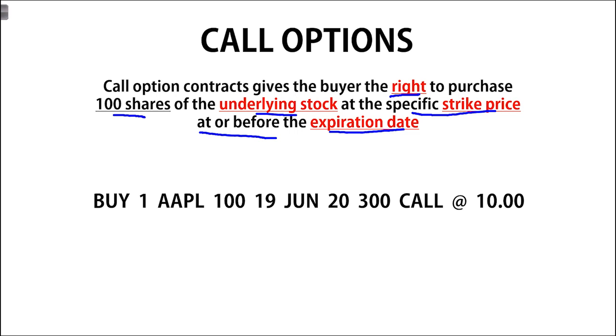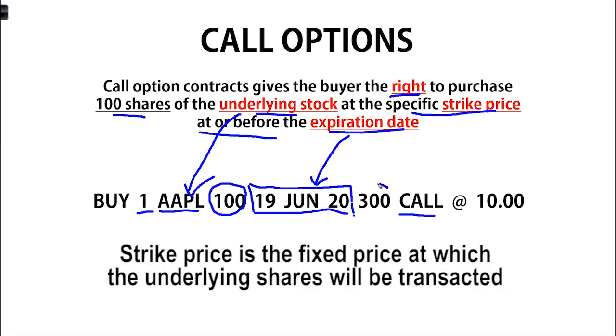In this condensed line here, you are buying one contract. What contract? A call option contract. Now, a call option contract of what? Of the Apple stock, which is the underlying stock in this case. And this contract controls 100 shares of Apple. This contract has an expiry date that is dated on the 19th of June 2020. And the strike price of this contract is at $300 per share of Apple.